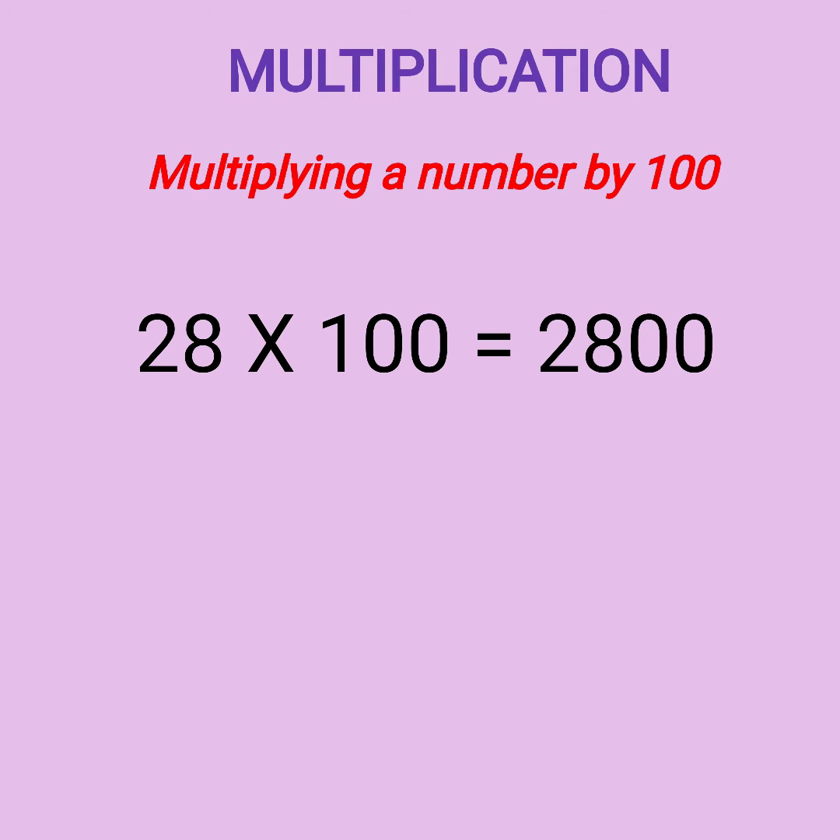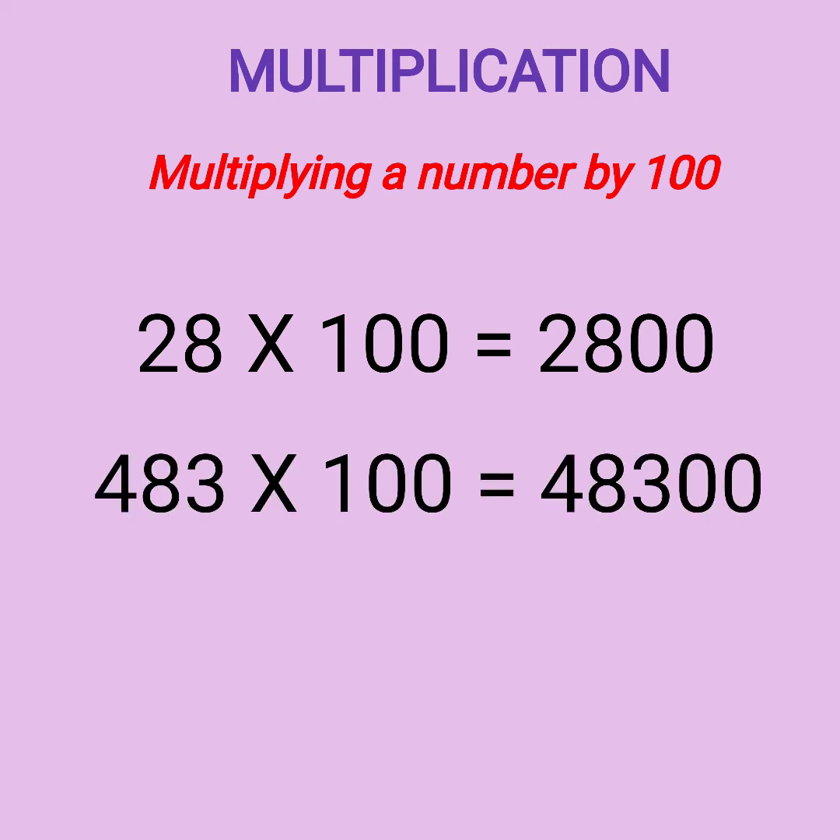When a number is multiplied by 100, 2 zeros are added to the right of that number and it becomes the answer. Here 28 multiplied by 100 gives 2800 and 483 multiplied by 100 gives 48300. So 2 zeros are added to the right side.